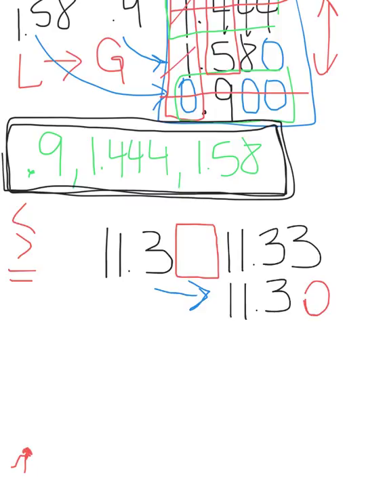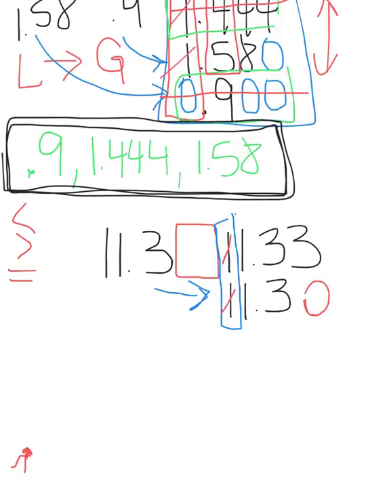So I'm going to start out looking at my tens place over here, which is these two ones. They are both ones. Whenever they are the same number and that doesn't help us, we just cross them out and we move to the next one. I don't know which one's bigger because they're both the same there. So I cross them out and I move to the next one.